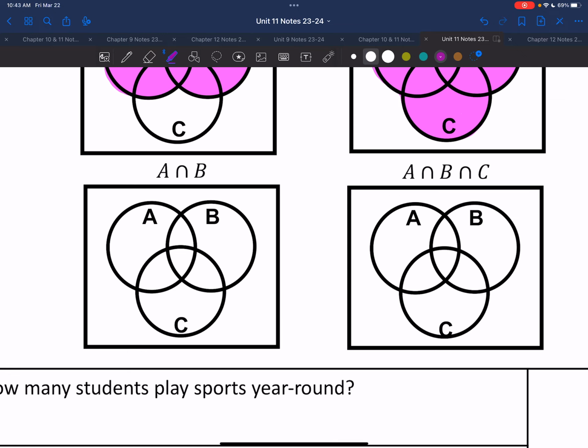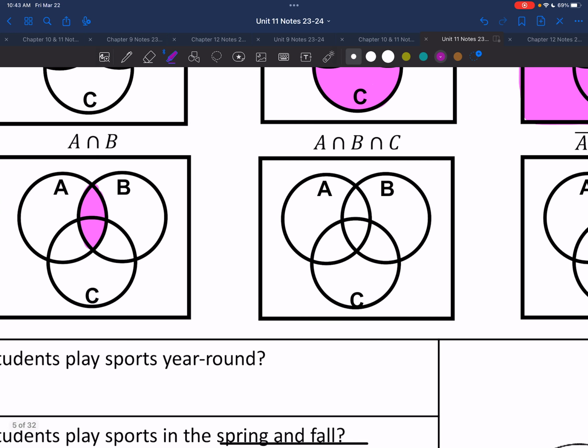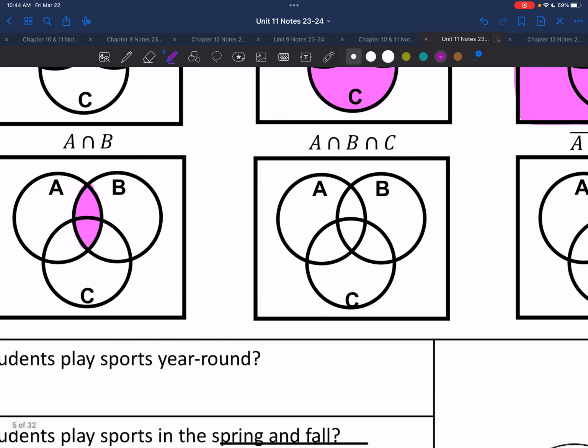Next one is A and B. So it has to be in both set A and set B at the same time. And so we're looking at the intersection of those two sets. This one is A and B and C, so it has to be in all three of them at the same time. And so if I do that, it'll just be this little tiny intersection in the center.